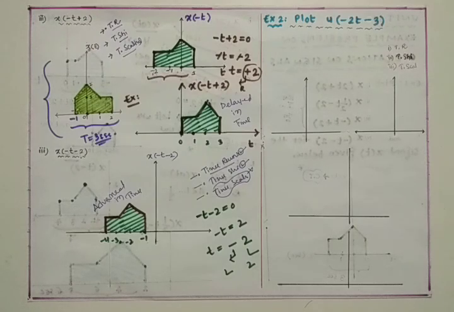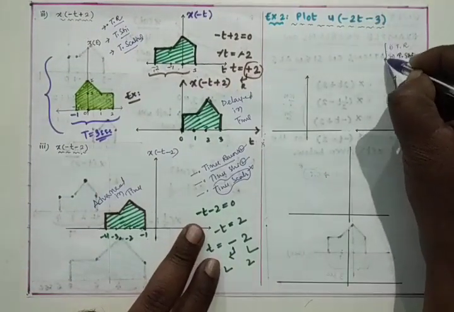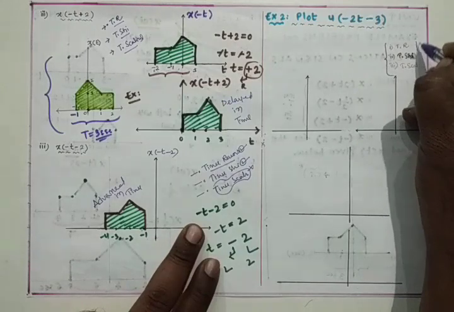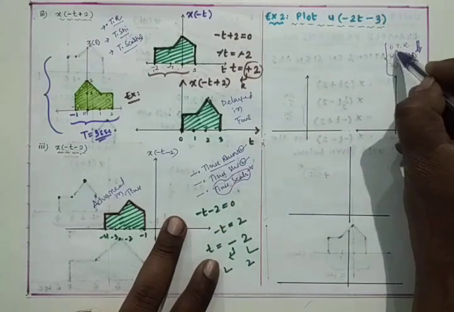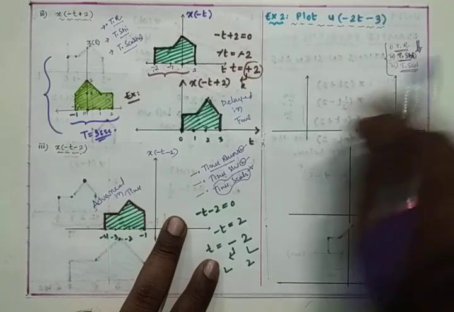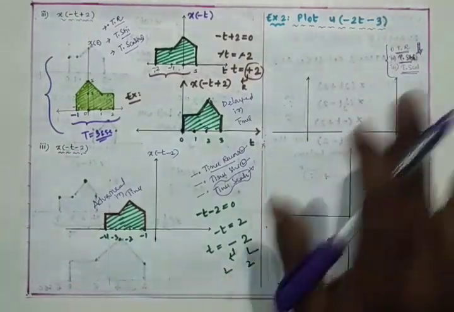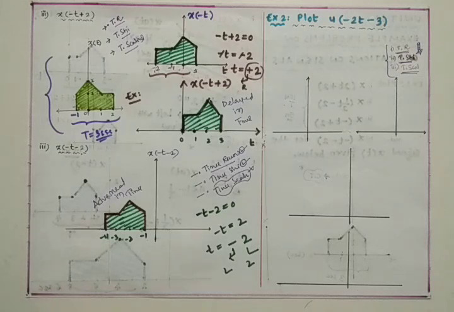One thing you have to remember: in plotting any complex signal, you have to go through a sequence. First you have to do the time reversal operation. After that you go for the time shifting operation. After that you go for the time scaling operation. This is the key point in drawing any signal. Then I am going to explain the second example, with which these operations on signals will be completed.